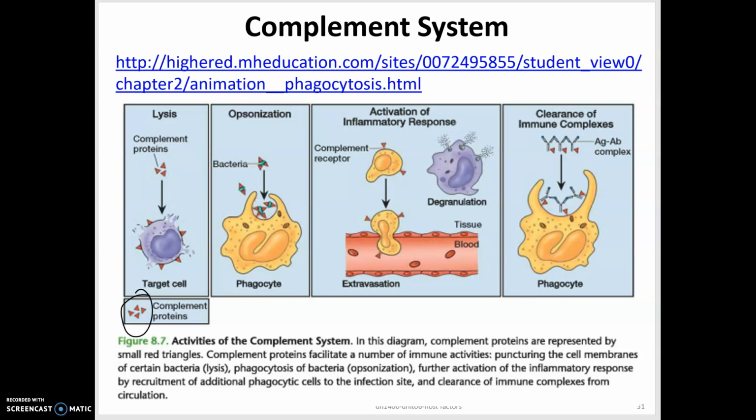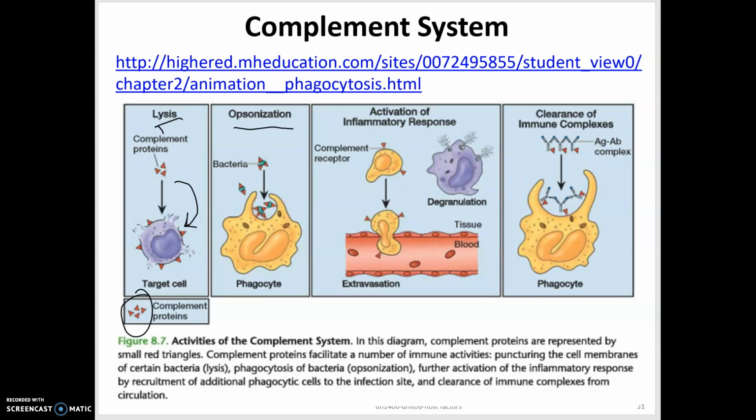So one of the things that our complement system can do is actually lyse bacterial cells, or target cells for that matter. So here we get our proteins. They find receptors on a pathogen or a cell that shouldn't be there, and they cause those membranes to burst, thus killing the cell. So that's lysis. Another thing that they can do is opsonization. Opsonization is a big word for helping phagocytosis.